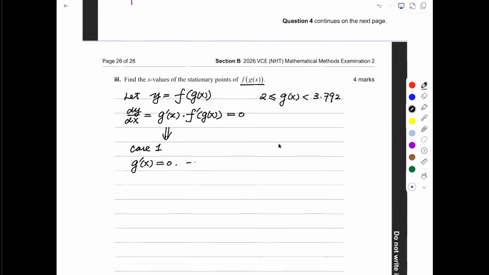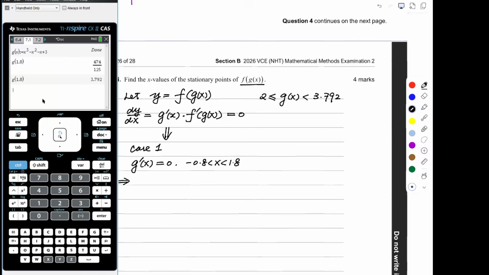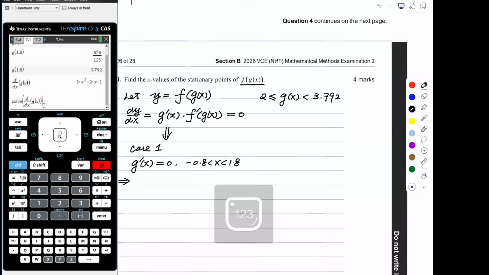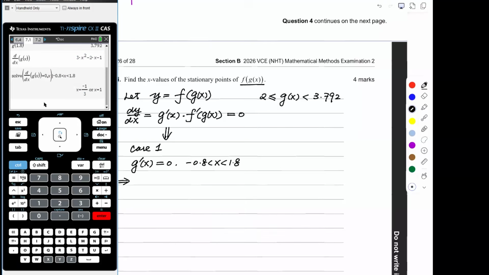And x has to be larger than -0.8, less than 1.8. So we can solve that equation from the CAS calculator. So we will have these two values. Seems good.